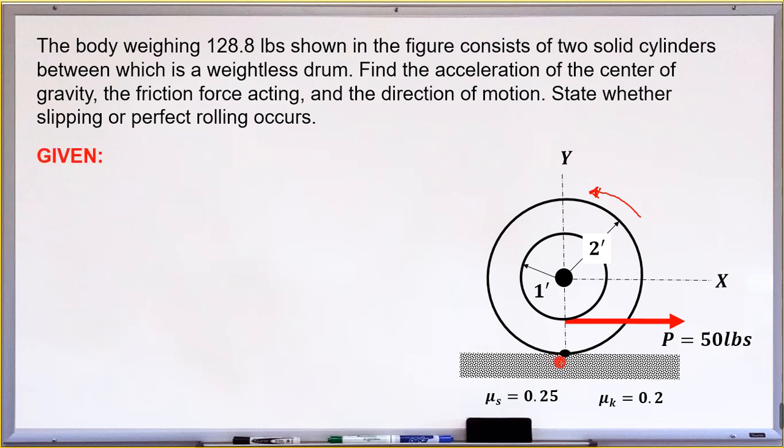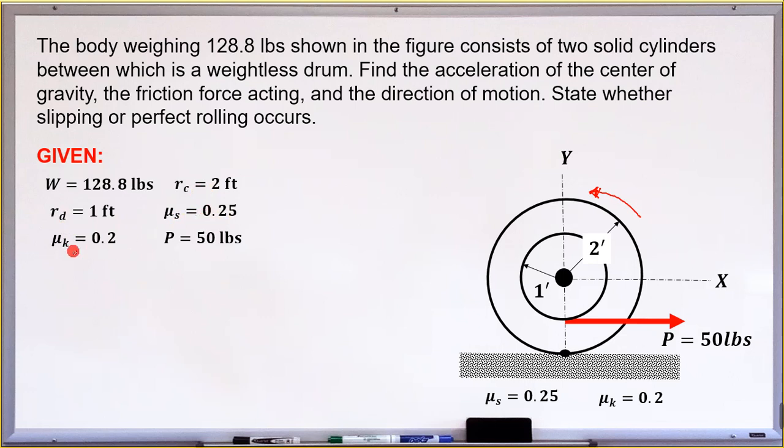Now, let's start with the given. In answering a problem, you should note the given so that it would be easier for you to access the values of the parameters in your problem. So the given are the weight of the two solid cylinders, that is 128.8 pounds. RC represents the radius of these two solid cylinders, that is equal to 2 feet. RD represents the radius of our weightless drum, 1 foot. Mu S is the coefficient of static friction of our surface of contact, that is equal to 0.25.